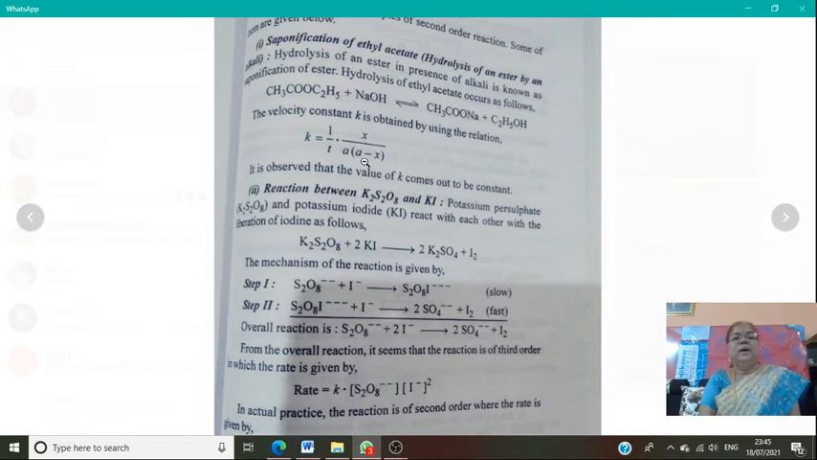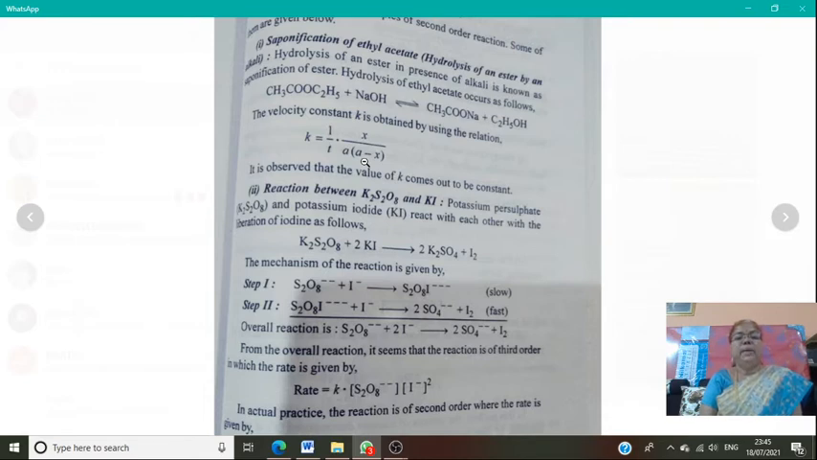Okay, then another example of second order reaction is the reaction between potassium persulfate, the formula of potassium persulfate is K2S2O8, and potassium iodide, that is KI. Remember, the reaction between K2S2O8 and potassium iodide is a second order reaction. Here persulfate and iodide react with each other with liberation of iodine.